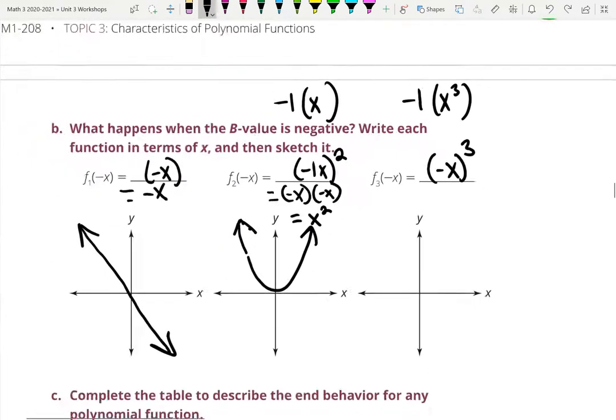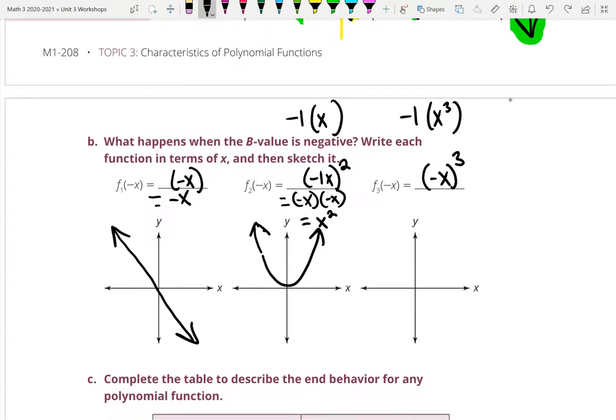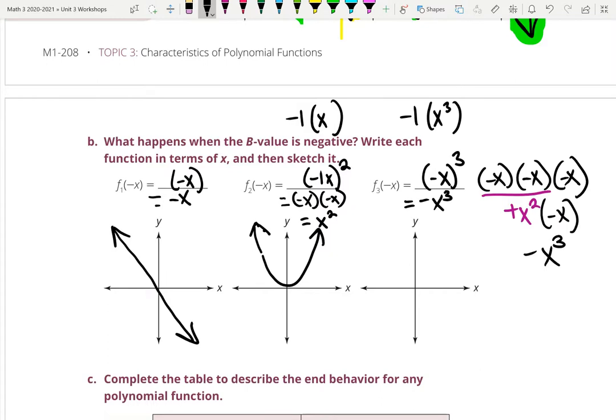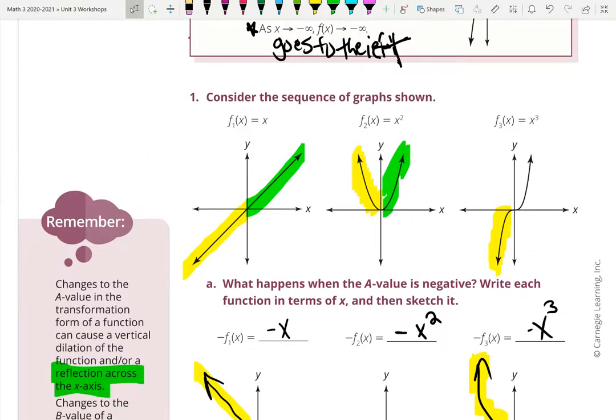Now, negative x cubed. How many negative x's am I going to have? Well, that's going to be 3. Think back to our negative rules. A negative times a negative is going to be a positive x squared. Being multiplied by a negative x is going to result in a negative x cubed. Notice, evens, it's positive. Odd, it's negative. So negative x cubed is going to be this graph flipped across the y-axis. This is going to go here. This is going to go there.